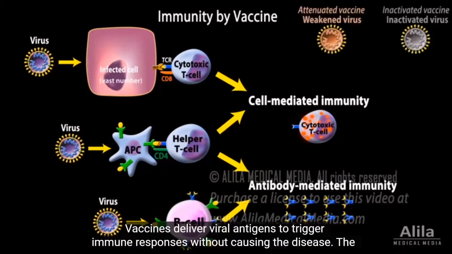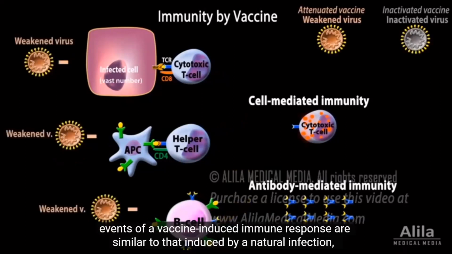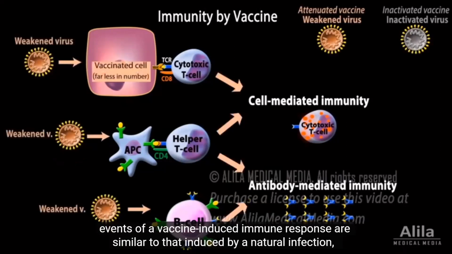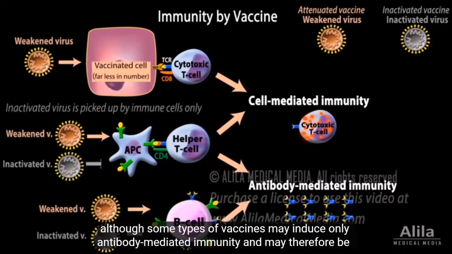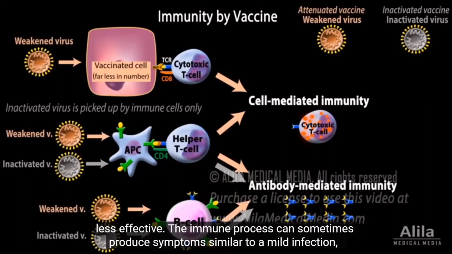Vaccines deliver viral antigens to trigger immune responses without causing the disease. The events of a vaccine-induced immune response are similar to that induced by a natural infection, although some types of vaccines may induce only antibody-mediated immunity and may therefore be less effective.